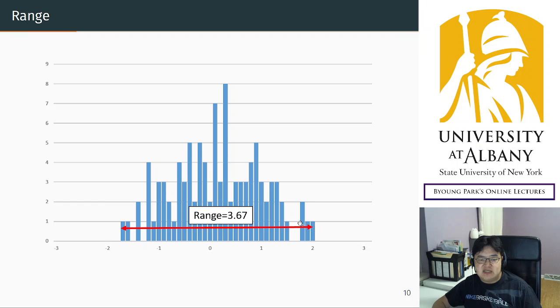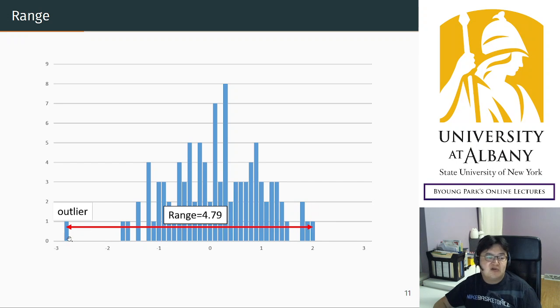So think about this example, just hypothetical data. It looks like this, and the simulated data's range is 3.67. I simulated data and it happened to be 3.67. But suppose that you happen to have an outlier here. For some reason, this outlier can happen by mistake or can be a real outlier.